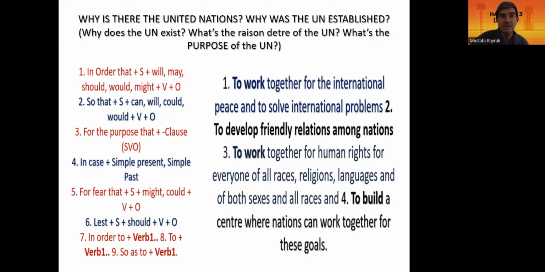Now let me read the questions. Why is there the United Nations? There is the United Nations to work together for the international peace and to solve international problems. Or, for example, there is the United Nations in order that people work together for the international peace and people solve international problems.